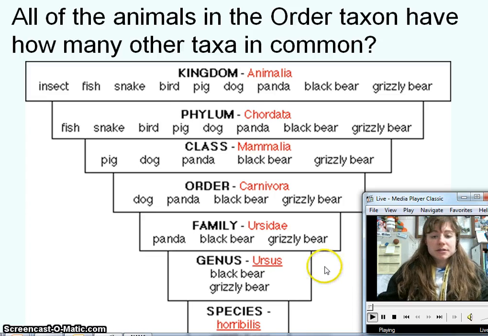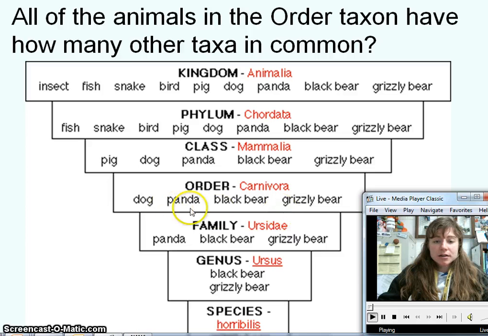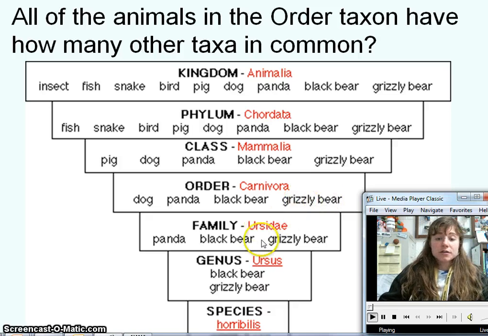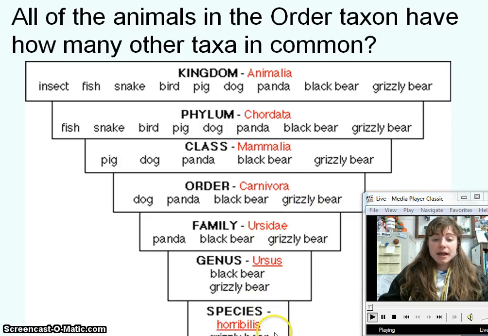So hopefully you came to the conclusion that the dog, the panda, black bear, and grizzly bear are all part of the same order as well as the same class, the same phylum, and the same kingdom. So when we say how many other taxa are in common, other than order, we'd have 1, 2, 3 in common. Now, when we go down in specificity to family, genus, and species, then obviously these no longer share these categories below. And by the way, this is keying out a grizzly bear, which is the genus Ursus and species Horribilis. That has a negative connotation.